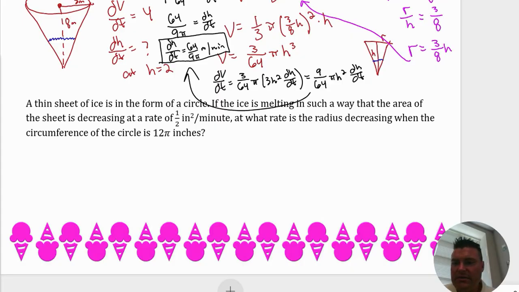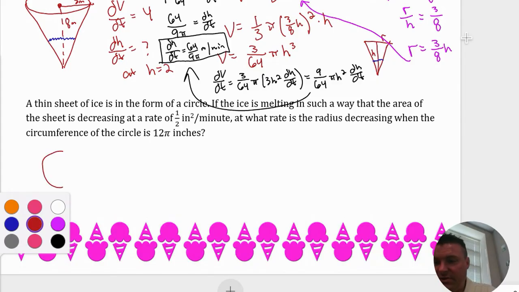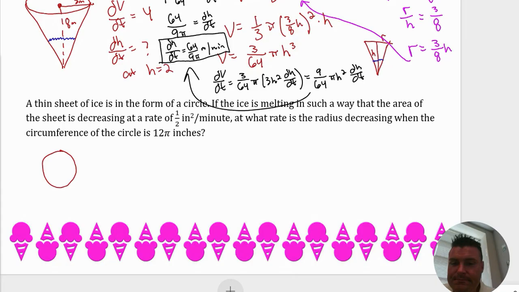Moving on to our last problem here with some geometric related rates. We have a thin sheet of ice in the form of a circle. If the ice is melting in a way such that the area of the sheet is decreasing at a rate of 1/2 inches squared per minute, what is the rate of the radius decreasing when the circumference of that circle is 12 pi? So let's go ahead and draw our lovely picture here. We just have a circle. That's really it. We just got this circle that's melting.